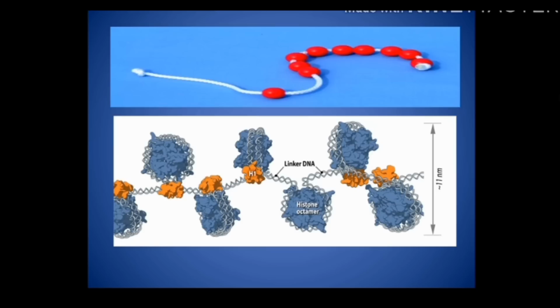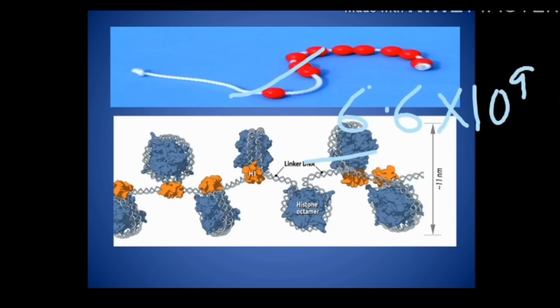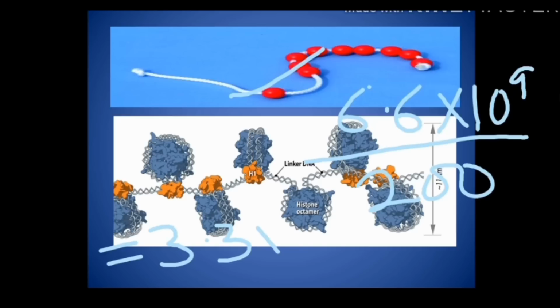So one nucleosome contains 200 base pairs, and I already told you the total base pairs in a typical mammalian cell is around 6.6 into 10 to the power 9. So what would be the total number of nucleosomes in a mammalian cell? तो टोटल नंबर ऑफ न्यूक्लियोसोम कितने होंगे? अगर टोटल नंबर ऑफ न्यूक्लियोसोम हम निकालें तो 6.6 इंटू 10 की पावर 9 डिवाइडेड बाय 200, क्योंकि एक न्यूक्लियोसोम में 200 बेस पेयर है. So it is equal to 3.3 into 10 to the power 7.